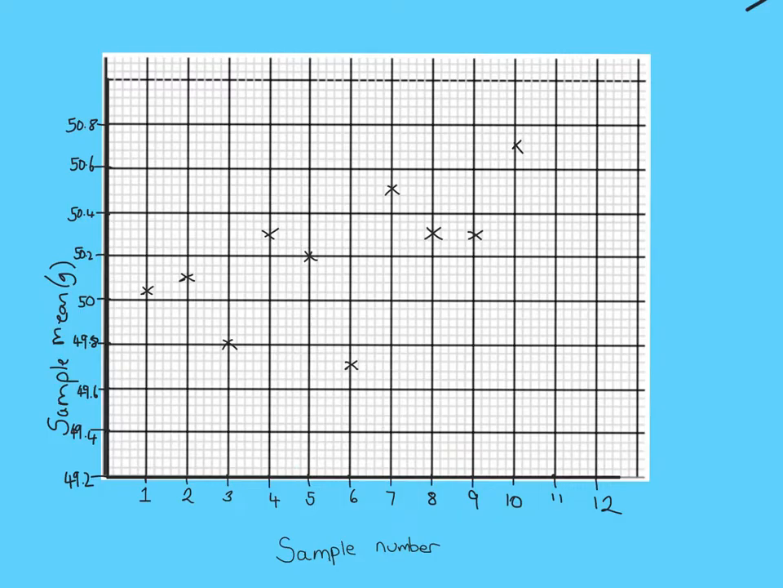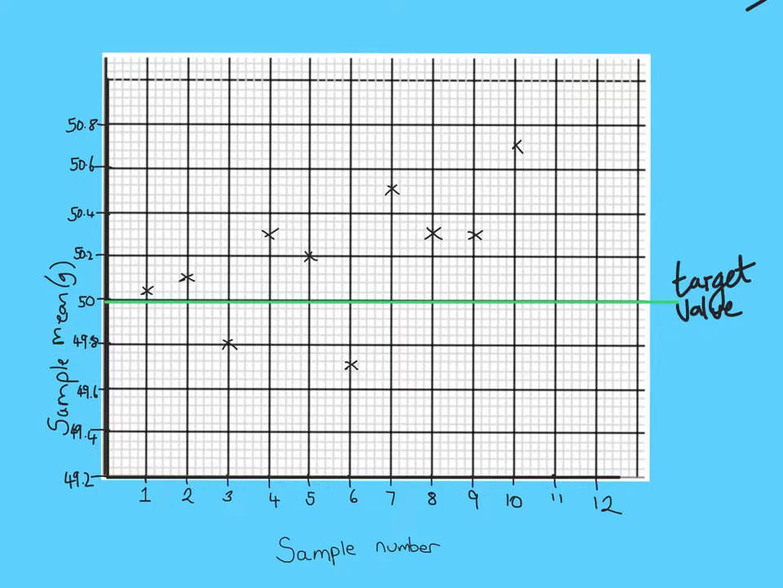So let's put on our target weight. Here we can see our target value, our mean, is 50. Now we're going to look at how close our values are to that mean. We've got something called warning limits, and warning limits are set so that 95% of the means of the sample should lie between them. Mean sample mass is normally distributed, so 95% of values lie within 2 standard deviations of the mean.